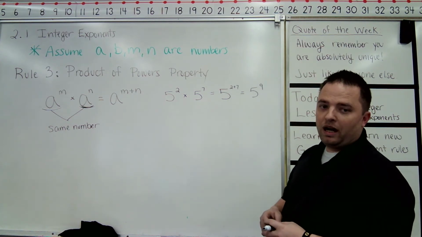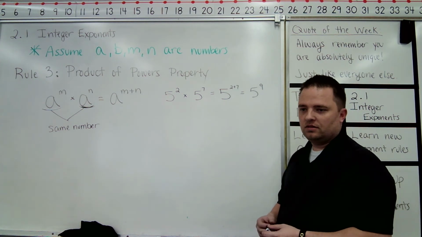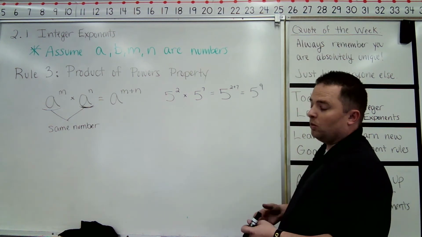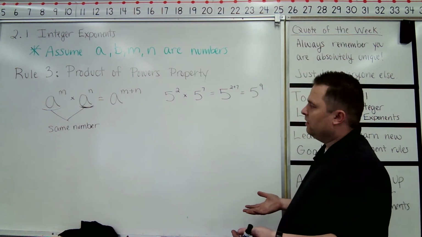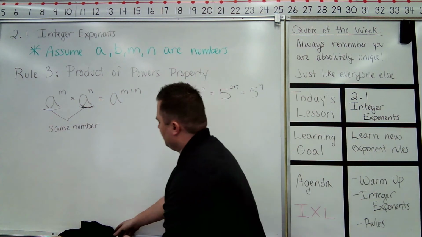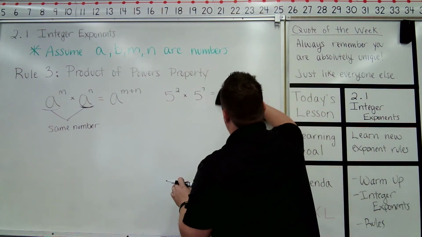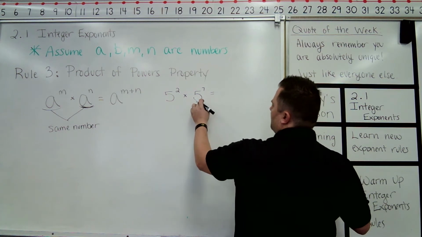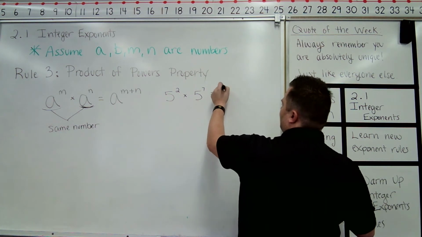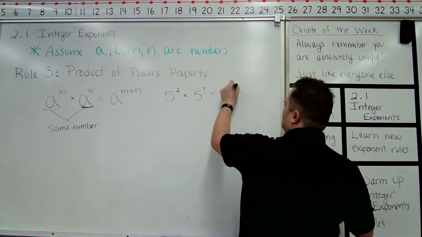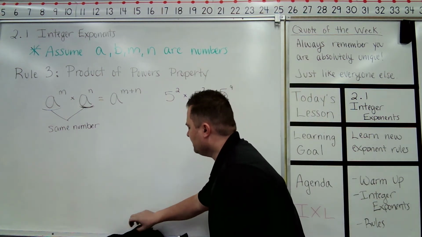Why am I allowed to do this? Where did this rule come from? Well, let's think about where this comes from. I'm going to remove this middle part here and just make it simpler. 5 squared times 5 to the 7th is 5 to the 9th. But how is this possible?